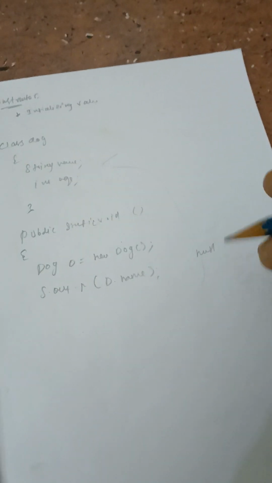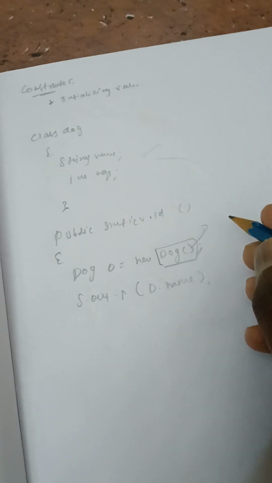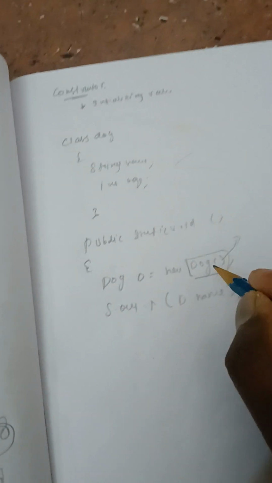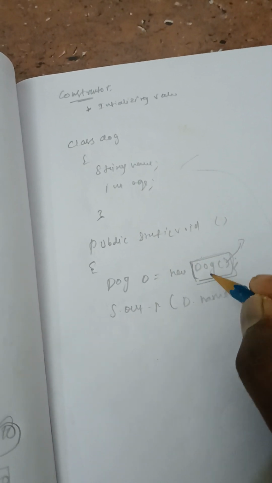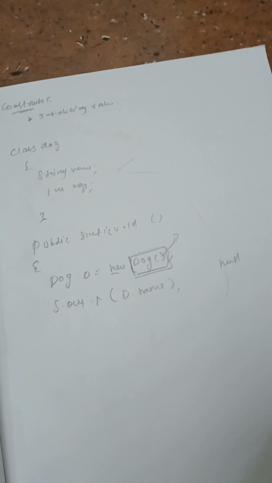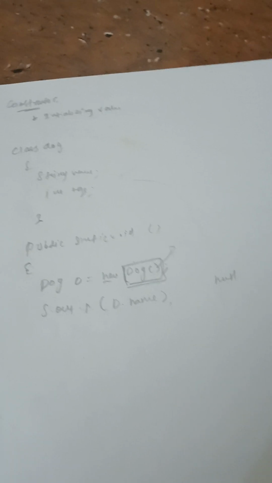I'm not initializing any value for the name. So whenever you create an object, the default constructor will be called, with no arguments. It has the same name as the class. Whenever you see the new keyword, the default constructor is automatically called. Now let's create a different type of constructor for initializing a value.